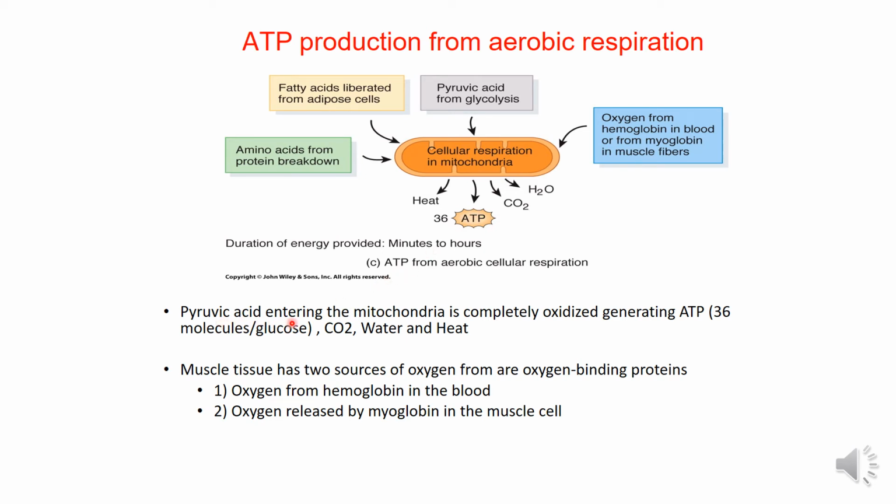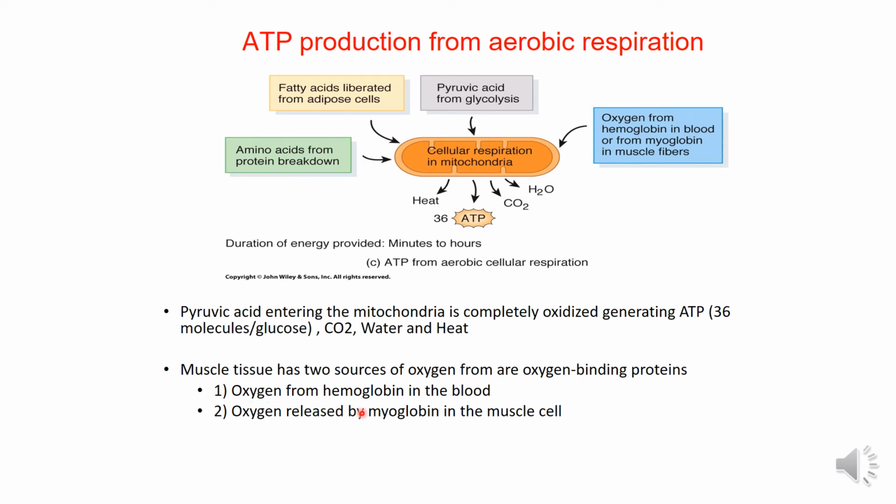So, pyruvic acid entering the mitochondria is completely oxidized to generate 36 molecules of ATP from glucose, plus carbon dioxide, water, and heat. That is the pathway of glucose if there is a sufficient amount of oxygen coming from the blood supply. Muscle tissue has two sources of oxygen from oxygen-binding proteins.